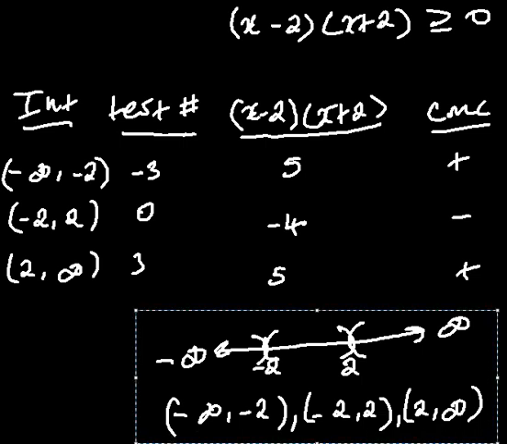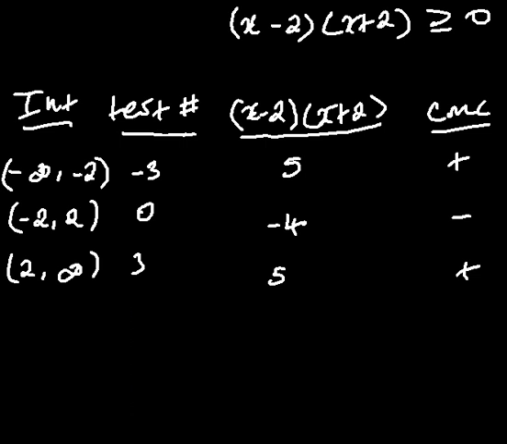And now, as you can see, our inequality favors the positive values, since it is greater than or equal to 0. It means we're looking for the positive values. Hence, the set of the domain will be the intervals with a positive conclusion. Hence, the domain will be given as negative infinity to negative 2.